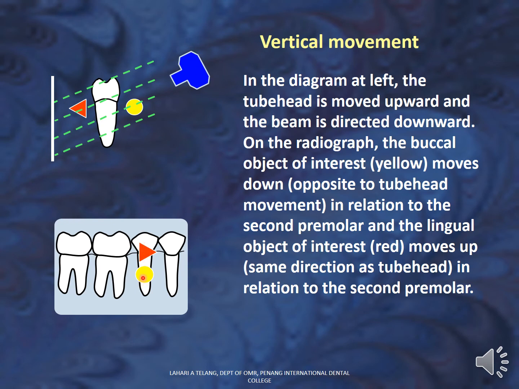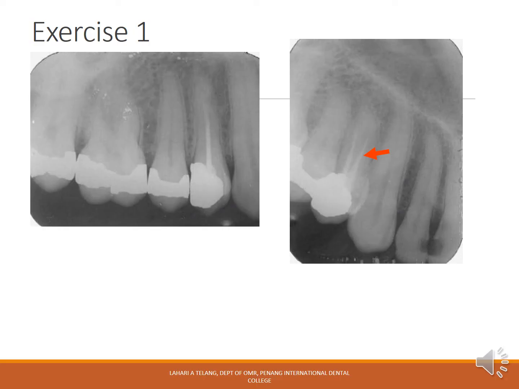What would happen? You would see that both the objects move away from each other in the second image. So the object which has moved to the same side as your X-ray machine, that means upwards, it has moved in the same direction, is placed lingually, whereas the object which has moved away from the direction of the X-ray machine is placed buccally. Same lingual opposite buccal. Let's try and understand it further with the help of real radiographs.